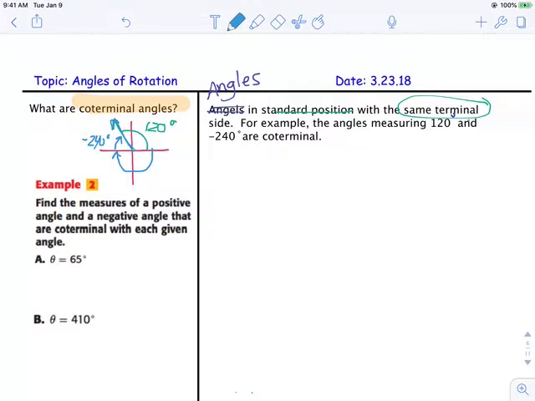So the words, think about it. Co means what? Together. Terminal means terminating, right? They end. Okay, so together they end at the same place. Coterminal. They both end at the same place. All right.